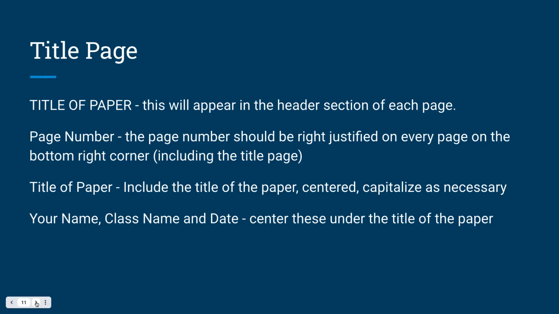All right, title page. Each of your papers should have a title page. You'll have the title of the paper. You'll have a page number, and that is right justified on every page at the bottom right corner. And then this title of the paper here, this is what appears in the header section. Then you'll actually have the title of your paper, your name, class name, and date.